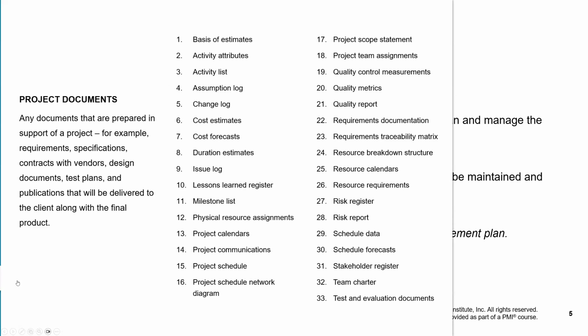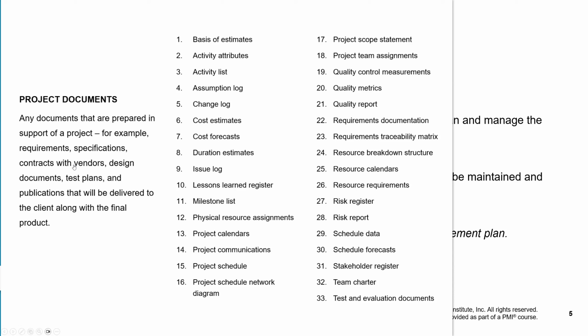Okay, so formally, there could be various types of documents included in the project documents, right? So look at a very long list. During our planning, we'll come up with the basis of various kinds of estimates. We could come up with the attributes of each activity we identify. We create an activity list. We have certain assumptions that are recorded in a separate document called the assumption log. We also have a record of all the changes, which is called a change log. Cost estimates are established, cost forecasts are done. All these different documents, there are around 33 different documents. All of them are just considered the project documents, right?